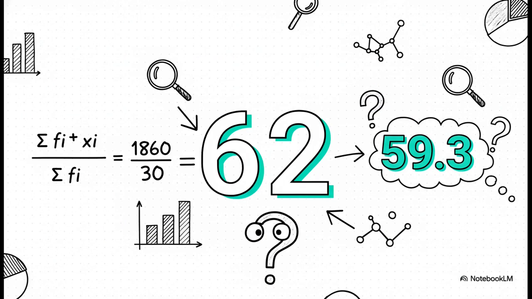All right, moment of truth. Let's calculate the mean. We take our total, 1860, and we divide it by the number of students, 30. And that gives us 62. Wait a second. Hold on. The first time we did this, we got 59.3. Now we're getting 62. What's going on here?